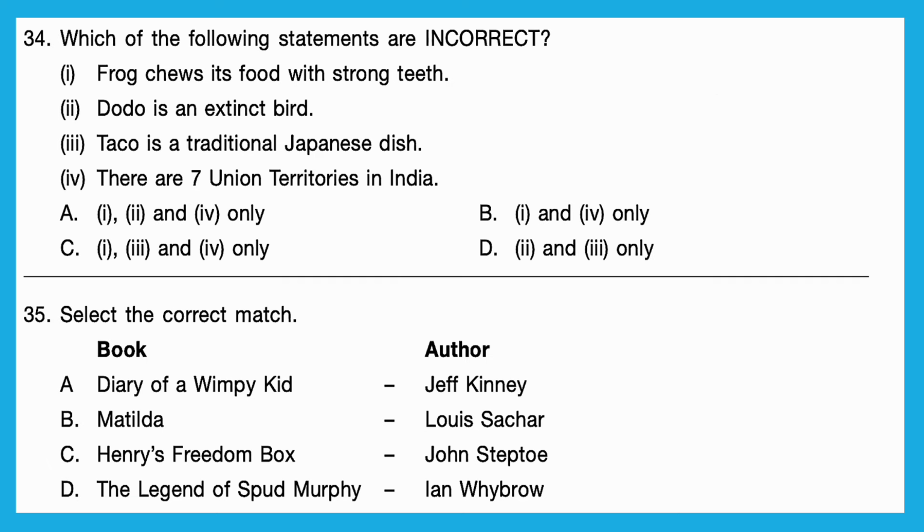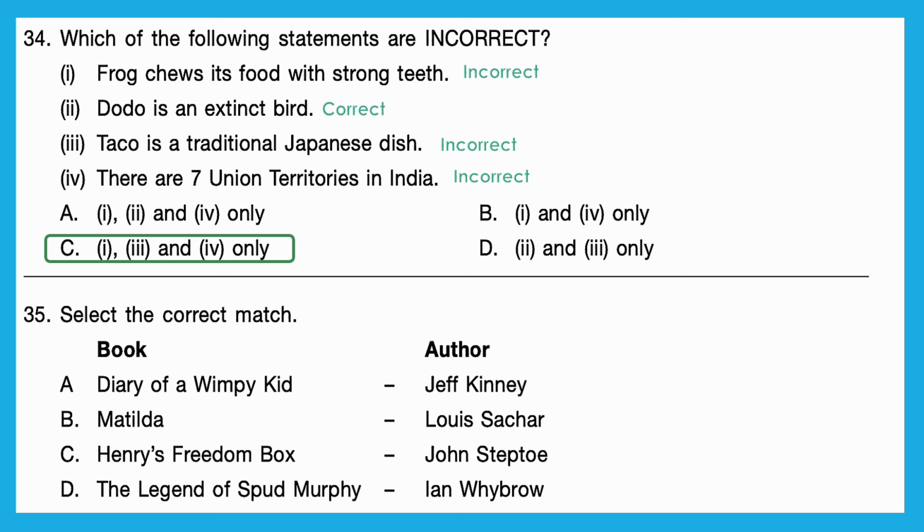Question 34. Which of the following statements are incorrect? First, frog chews its food with strong teeth. Incorrect, because it swallows it. 2. Dodo is an extinct bird. That is correct. 3. Taco is a traditional Japanese dish. That is incorrect. Taco is a traditional Mexican dish and sushi is a traditional Japanese dish. So this is incorrect. 4. There are 7 union territories in India. That is also incorrect. There are 8 union territories in India. So for us the right option is option C, which is 1, 3 and 4 are incorrect.